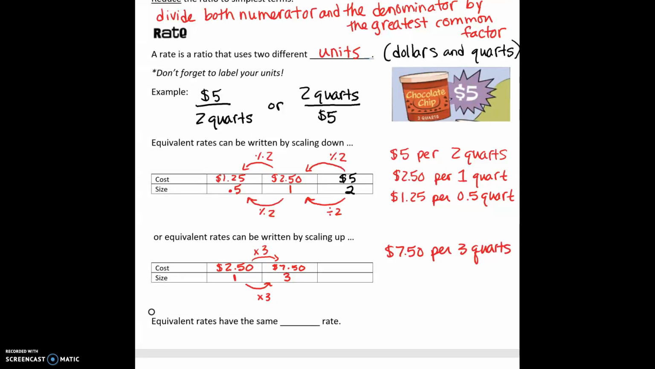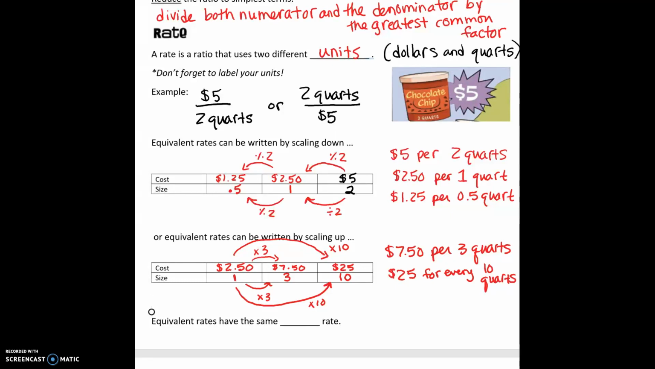Let's say I wanted to know what the cost would be for 10 quarts of ice cream. Again, I'm going to scale this up from the price for 1 quart and multiply that by 10. So I'm also going to have to multiply the price by 10. $2.50 times 10 is 25. So $25 for every 10 quarts of ice cream.